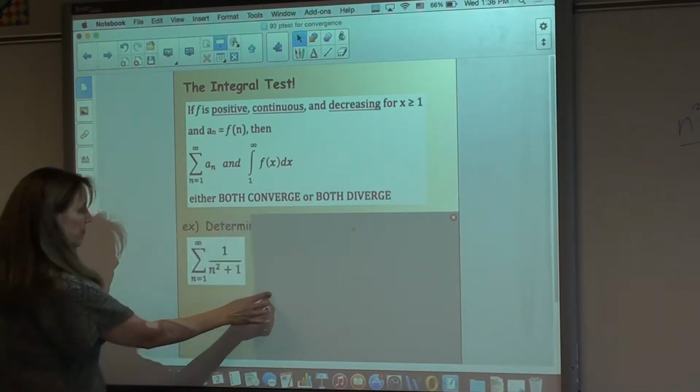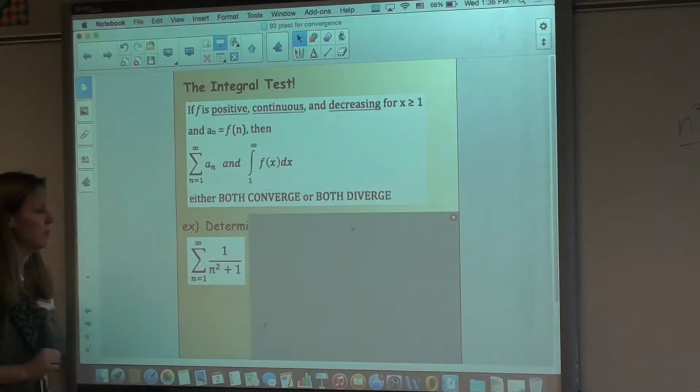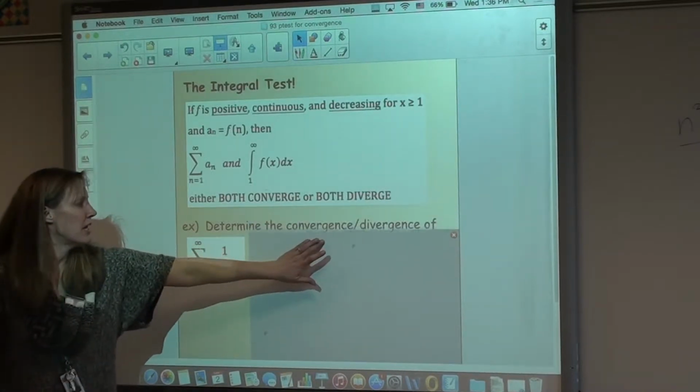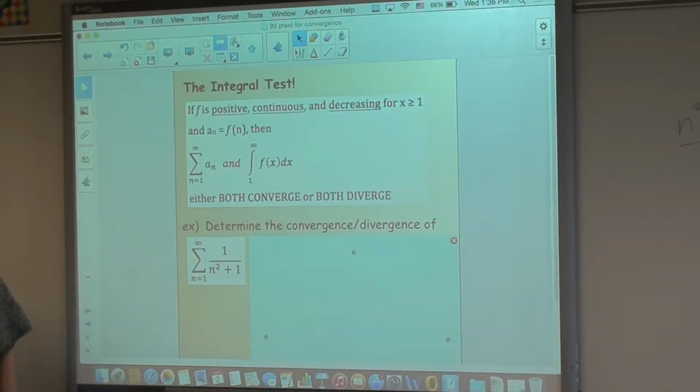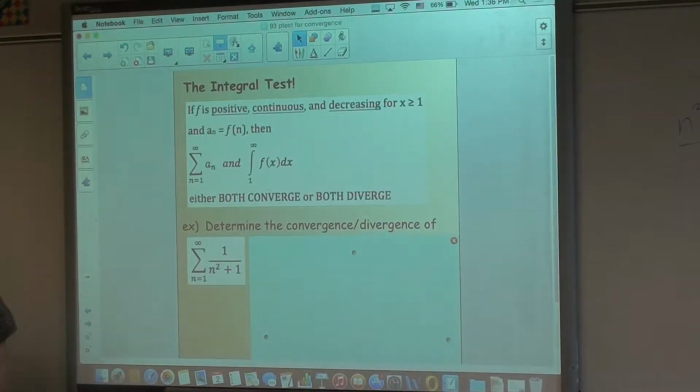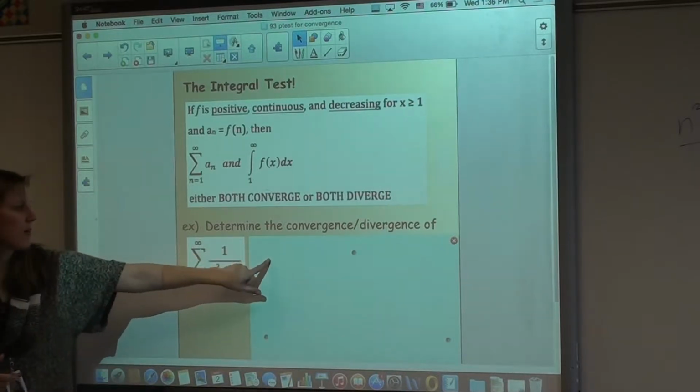Okay, so here is our first example. What we're going to do is take a moment and see if we can figure out the convergence or divergence of this sum. This is 1 over n squared plus 1. Now let's think about 1 over n squared plus 1. Will 1 over n squared plus 1 ever be negative? No, always positive. Check.